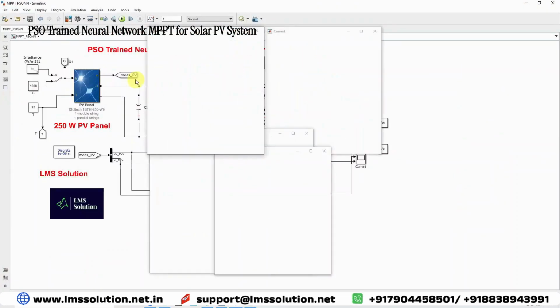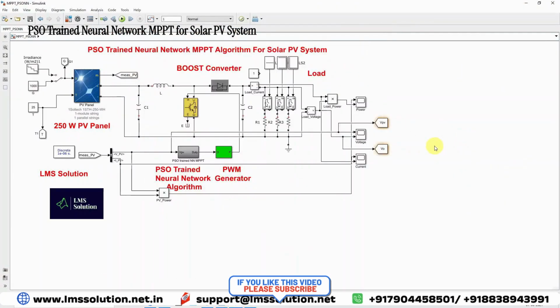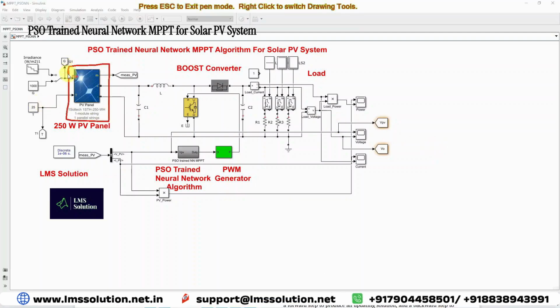This is a model created for implementing that PSO trained neural network MPPT algorithm for solar PV system. It consists of a solar panel. The solar panel rating is 250 watts. Then this solar panel is going to be connected to the load via a boost converter. This is the boost converter. This is the load.